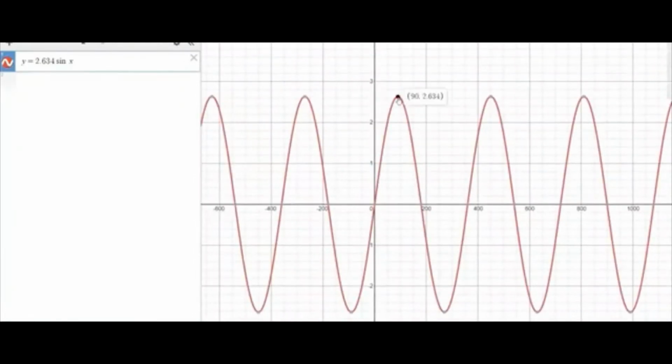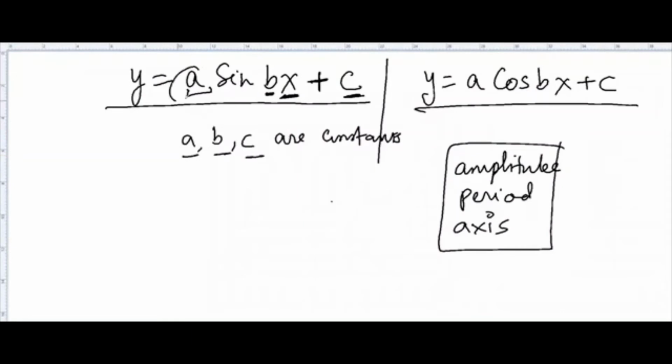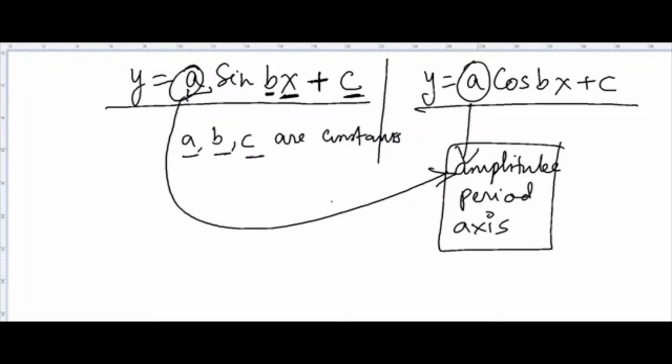Now let me see how much this is. 2.634 at 90 degrees. Usually at 90 degrees the value of y is 1. But here it is 2.634, what I wrote in front of sin x. That means that the number in front of sine or cos is the amplitude. A is amplitude. This A is amplitude. Whenever you see a number in front of a sine or cosine, that number is the amplitude.